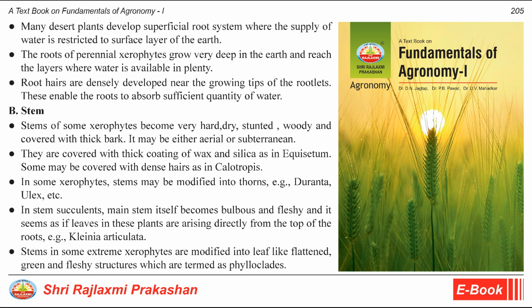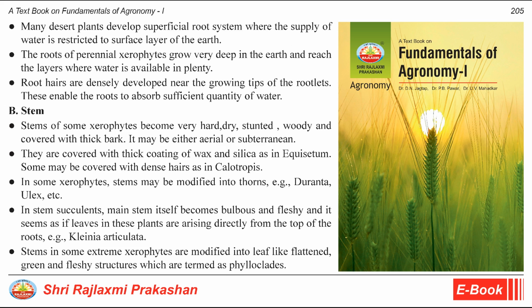Point B: Stem. Stems of some xerophytes become very hard, dry, stunted, woody and covered with thick bark. It may be either aerial or subterranean. They are covered with a thick coating of wax and silica as in Equisetum. Some may be covered with dense hairs as in Calotropis. In some xerophytes, stems may be modified into thorns, for example, Duranta, Ulex, etc.